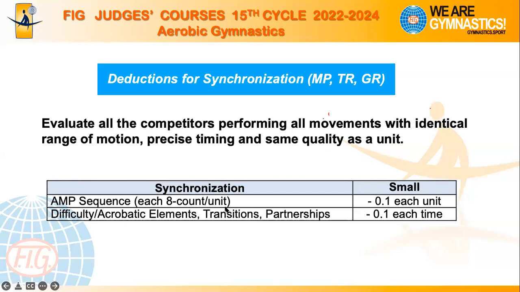For any AMP sequences, each 8 count or each unit, you deduct 0.1 as you see the synchro mistake. And for elements, acrobatic transition, and partnership, each time. If you're a previous judge, you know we used to say like maximum 2 points, but no limit now. If there is lots of synchro mistake, you deduct. We need to have a differentiation between the 15 mistakes of synchronization versus 6 mistakes or 2 mistakes. We need to have the differentiation. 10 and 18 mistakes, they should be different. 25 and 10 still. So we have no limit in synchronization deduction.